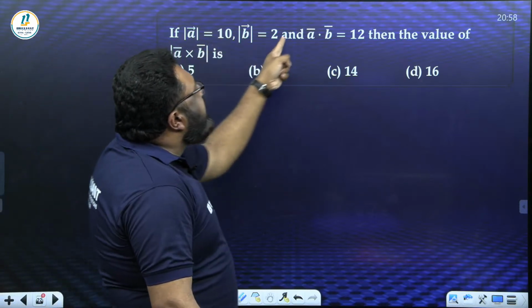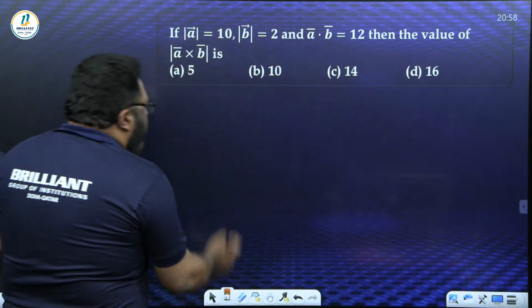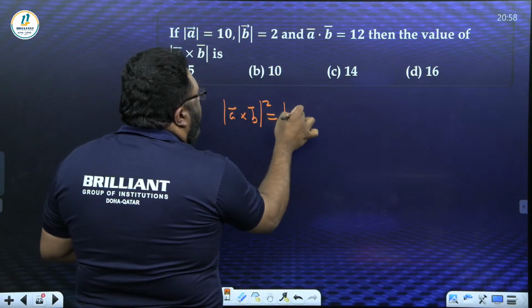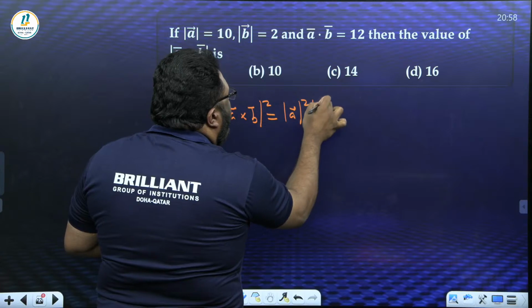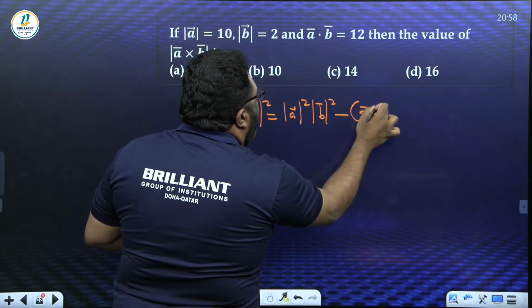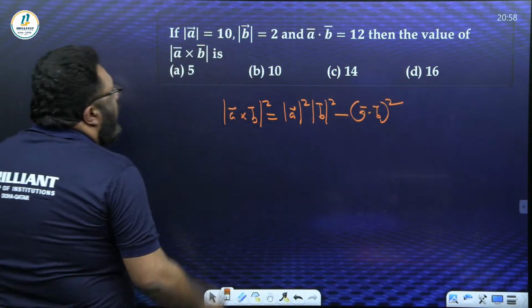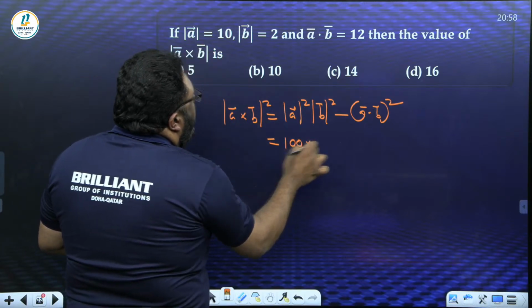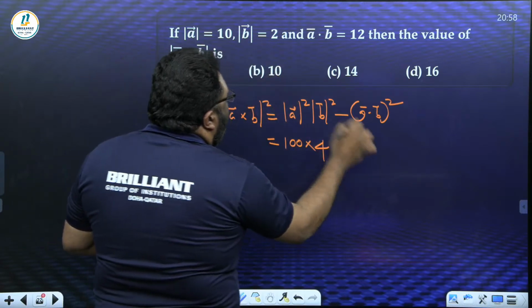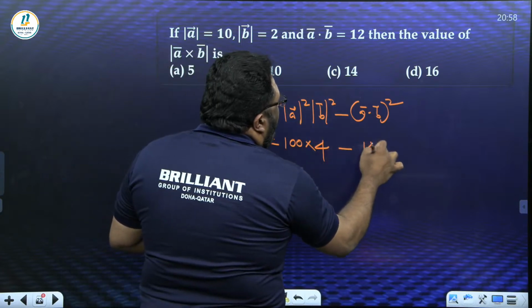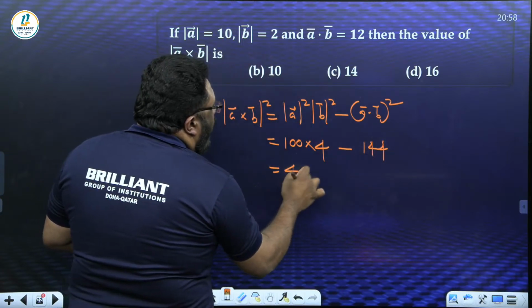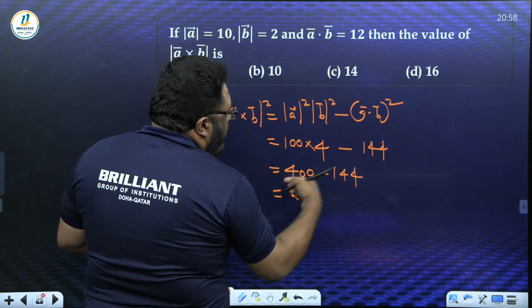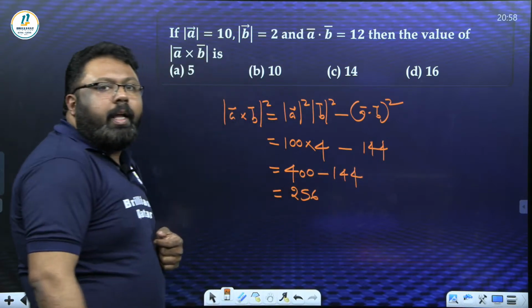A is given, B is given, A dot B is given. Yes, direct property: magnitude of A cross B squared equals magnitude A squared times magnitude B squared minus A dot B squared. So A squared is 100, B squared is 4, and A dot B squared is 144. So it's 400 minus 144. The answer is 256. Correct?